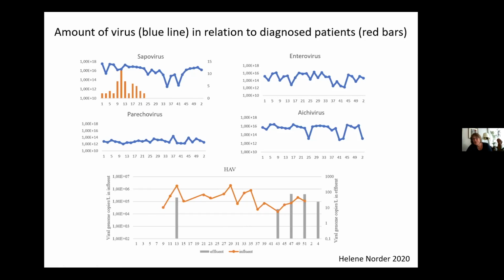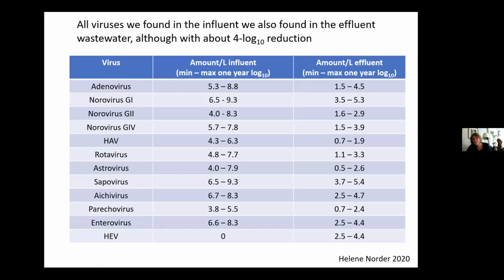We also checked in the effluents to see if we find hepatitis A there, and we did. So it was really there. And when we looked at the effluents, we could see that for each of those that came in, we also found them in the outgoing effluents, but with a 10,000-fold reduction. So 4 logs, it was for all of them.